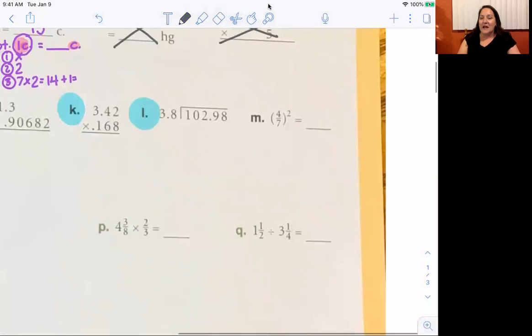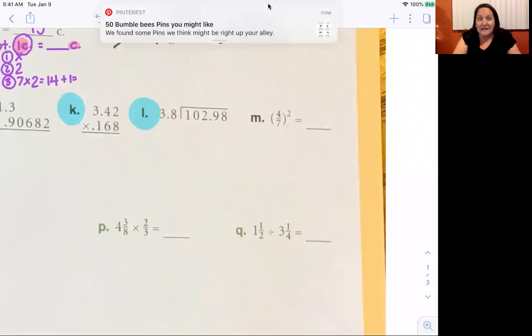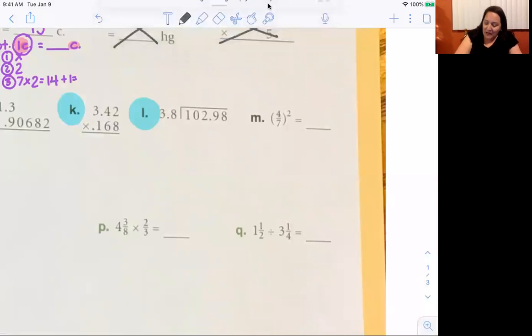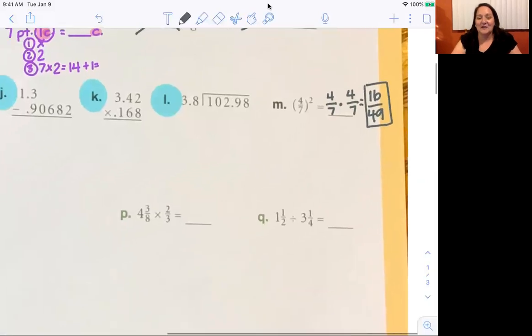Let's go to letter M. Now, letter M, sometimes these freak us out, to be honest with you, right? We see something that says 4 sevenths squared, and we're like, what? What is this? But really, all it is is 4 sevenths times 4 sevenths. Right away, people would tell me 8/14ths, and I might pass out because we're multiplying, right? When we multiply fractions, we just multiply the numerators and then multiply the denominators. So what is 4 times 4? 16. And what is 7 times 7? 49. That's it. Those are super simple.